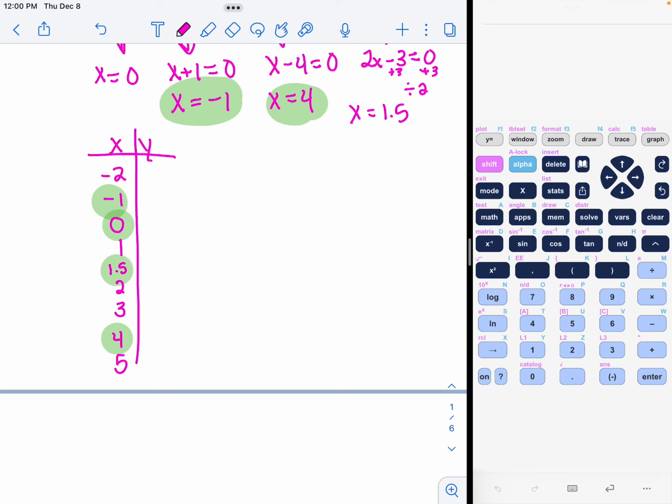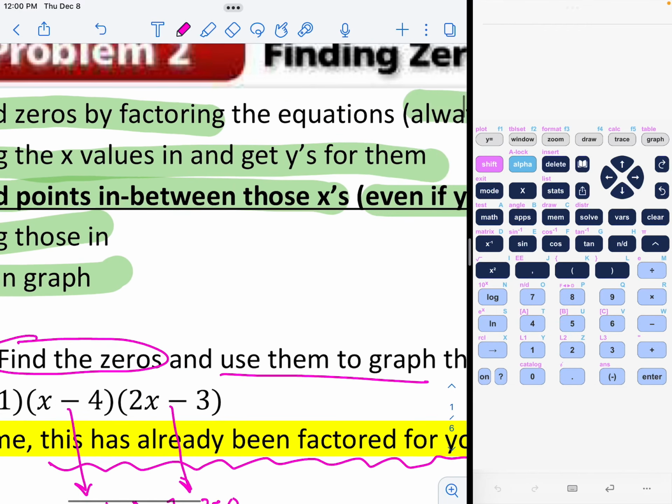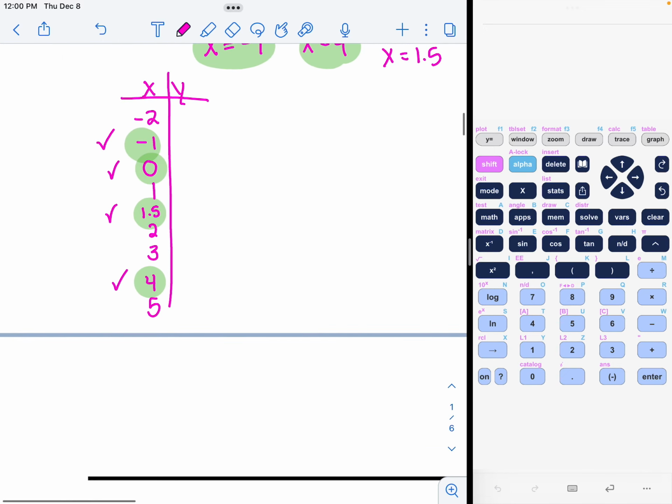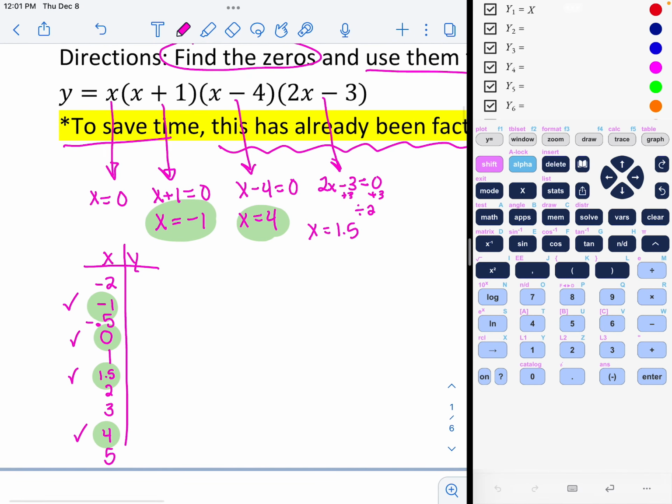Okay, now what I need you to notice here is that I have all my zeros, boom, boom, boom, and boom, but bummer. Remember the directions said you have to have some points in between all your zeros, because you need to know how the graph acts between your zeros. So I'm going to move this down so I can get an in between here of negative 0.5. All right, so I still have my zeros. I have a number in between, and now I'm going to use my handy dandy calculator to type in my equation. And you can see this over here on the side.